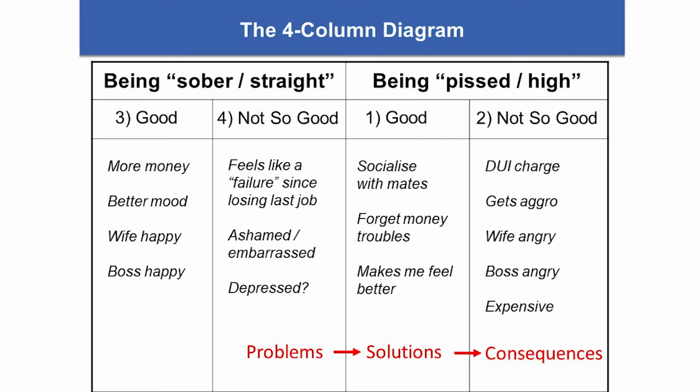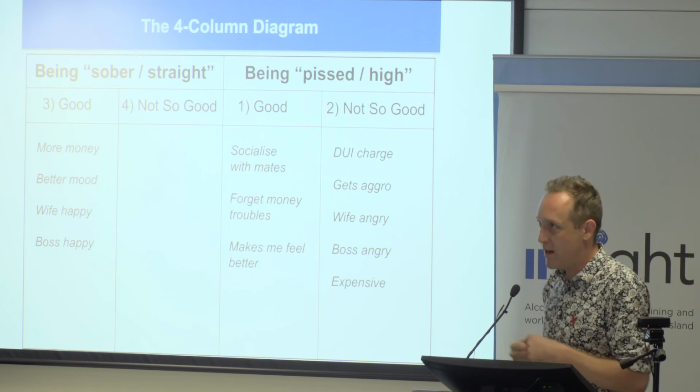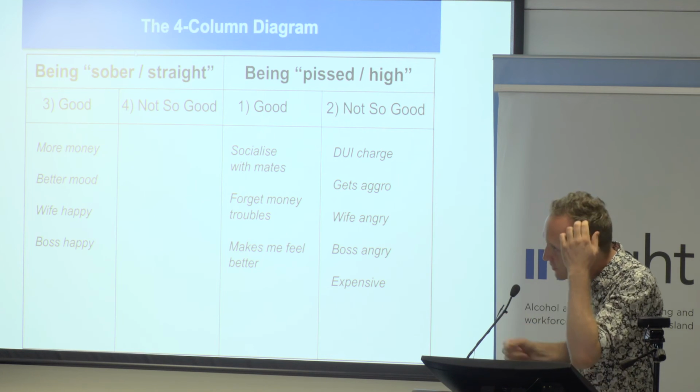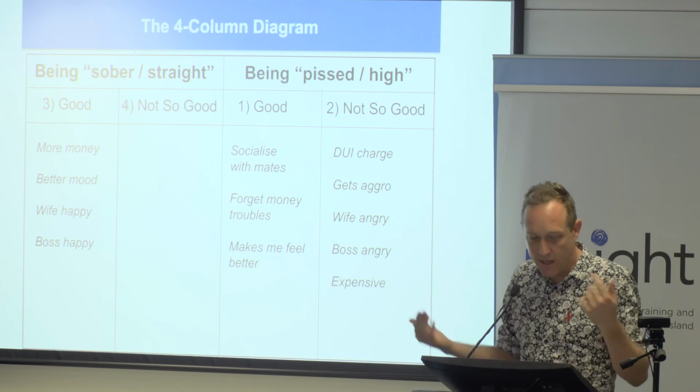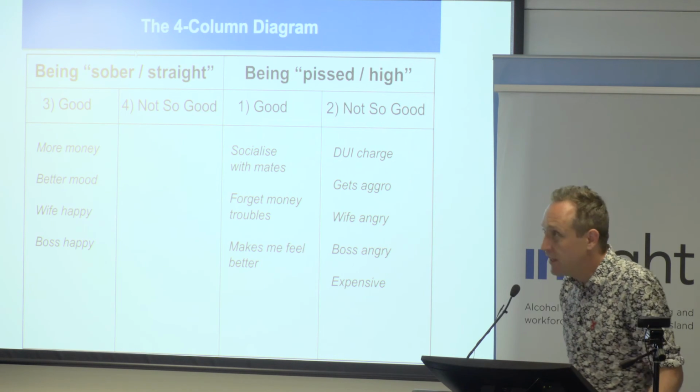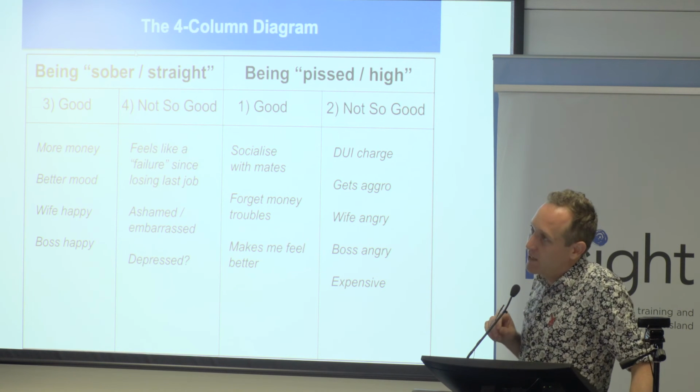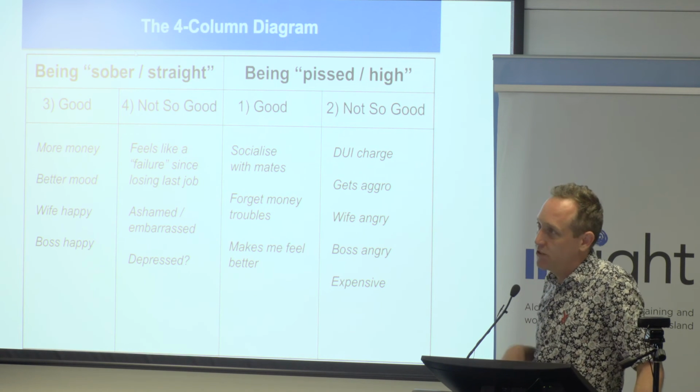We would then move into the 1st column and go, all right, on the flip side, Mike, what are the good bits about being straight for you? And this is often a mirror kind of opposite of the 4th column, and he would say, well, I'd have more money, I'd feel better, my wife wouldn't be so annoyed, and maybe I'd be more likely to get my job back. And then we would go, so Mike, lastly, what are the not so good things about being straight?